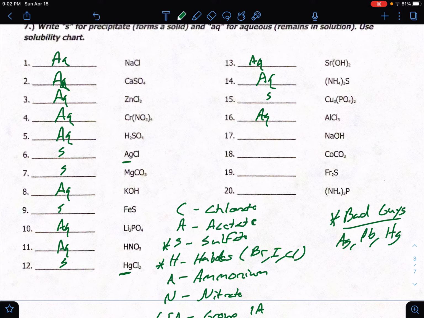Okay, sodium is on my list. This is aqueous. Cobalt is not. Carbonate is not, so this is solid. Okay, francium is on my list. That's in group 1A. Okay, so this is aqueous. And then ammonium's on my list, so that is aqueous.